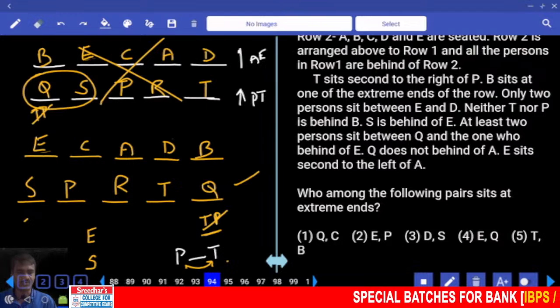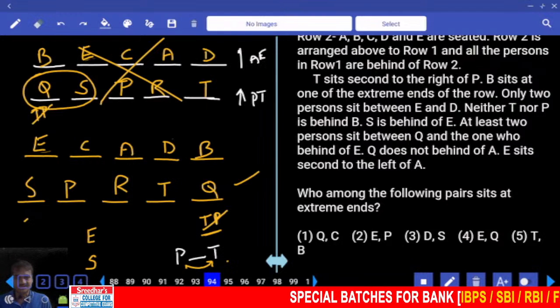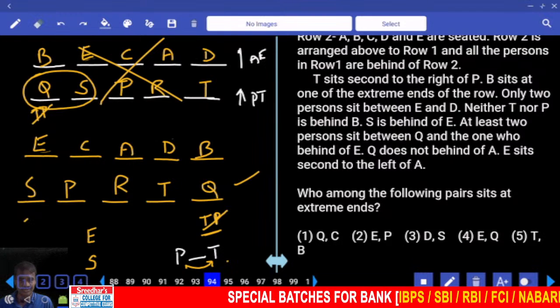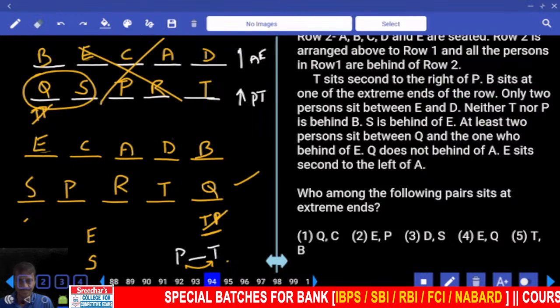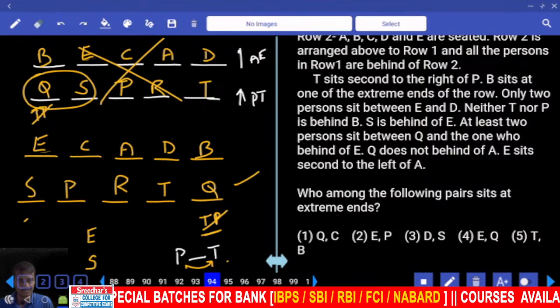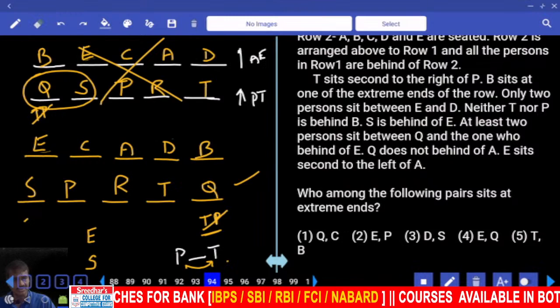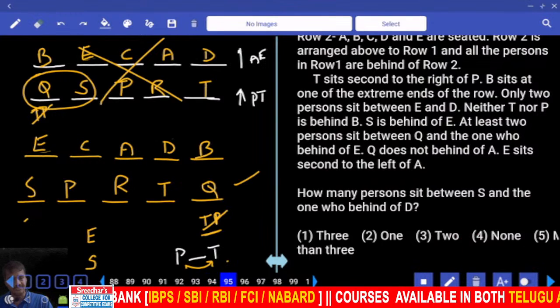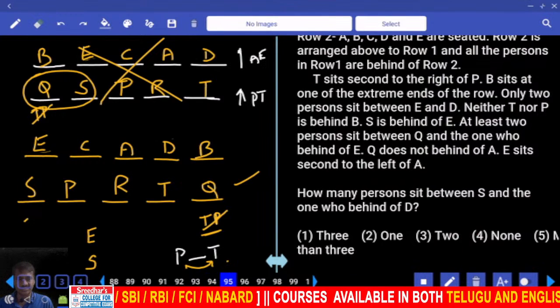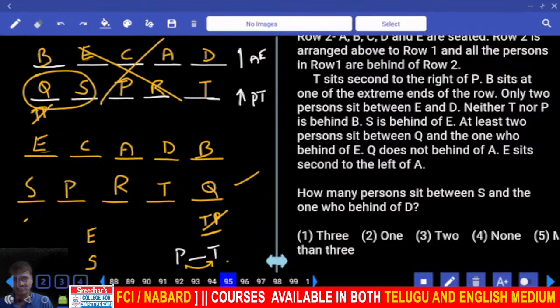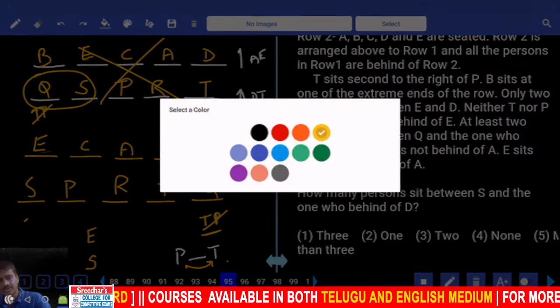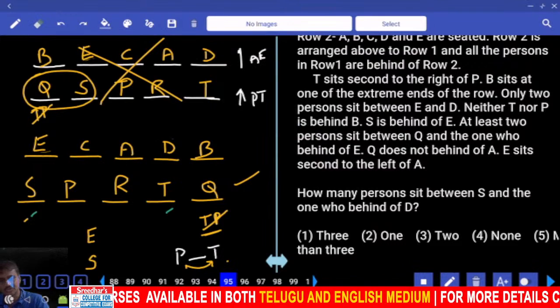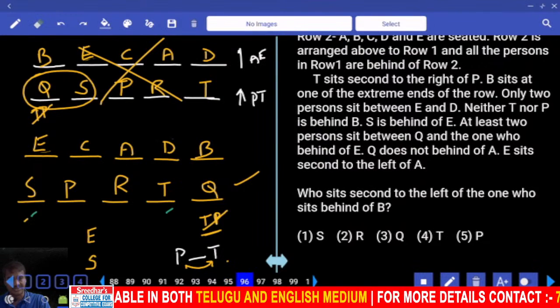And who among the following pairs are at the extremities? Q and C, are they at the extremity? No. E and P? No. D and S? No. E and Q? Yes, choice 4. 95. How many between S and the one who is behind D? Now, behind D, who is that person? T. Now, between S and T, how many people are there? 2 people. So choice 3.